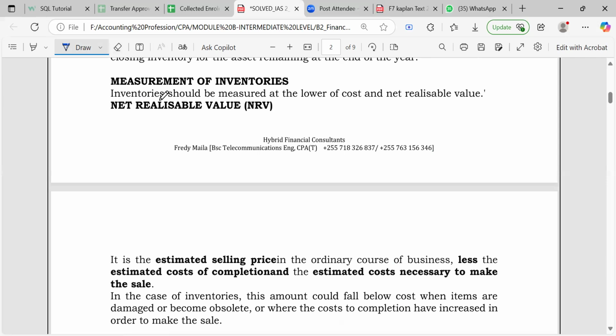And you can observe this measurement of inventory. Inventories is usually measured at the lower of cost and net realizable value. If you go back and you see IAS 36, like I told you, you have to understand the relationship between the standards if possible, right? Say that whenever you compute impairment loss, you compare the carrying amount against the recoverable amount. And for the recoverable amount, we said you take the higher of the two.